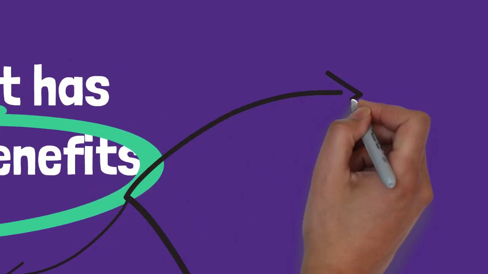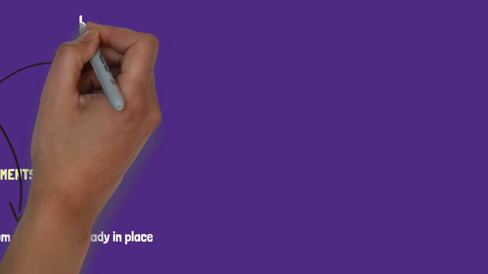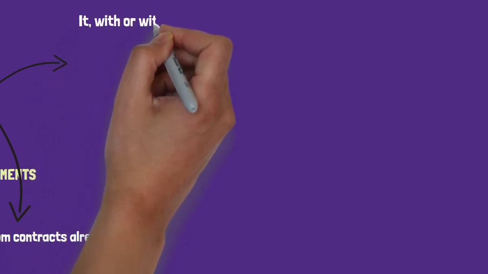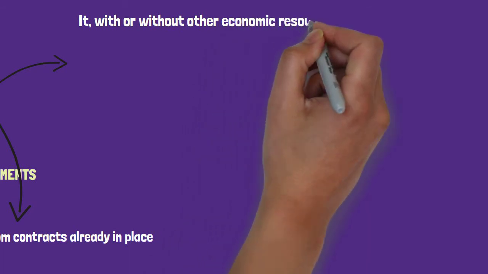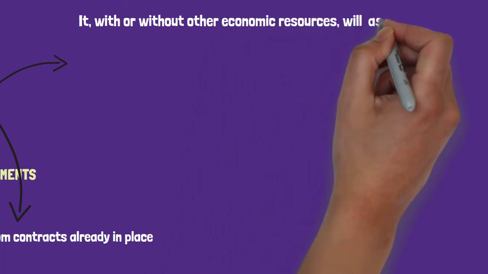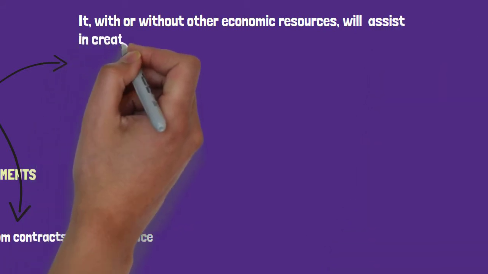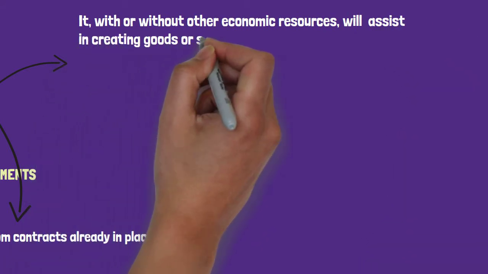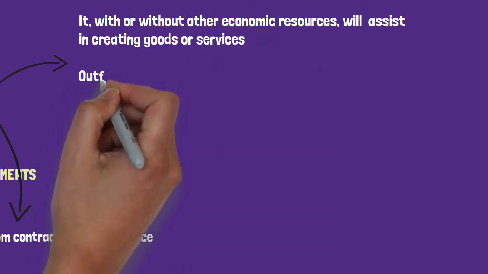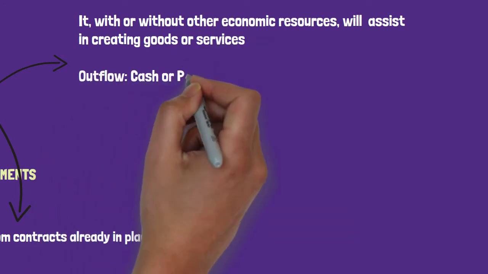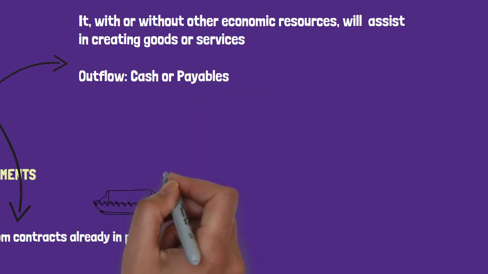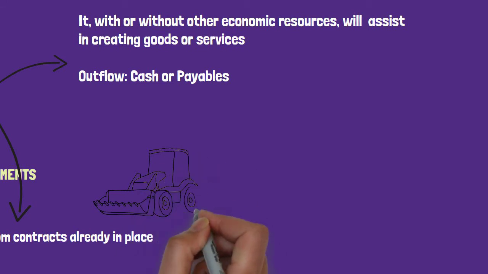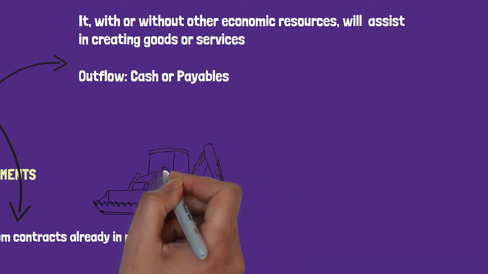So you're accounting for it in that way. Okay, let's go to another option. What is the third type of economic benefit? Well, this is the first time we're going to explore something where there is no direct cash involved. So number 3, an economic benefit could arise if it will assist in creating goods or services with or without other resources. So it will assist in creating goods or services directly or indirectly.